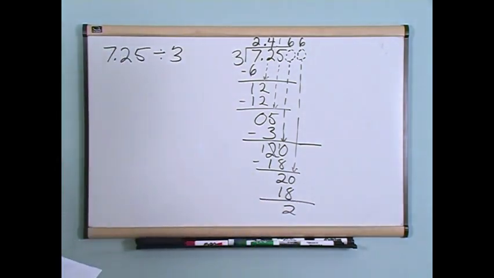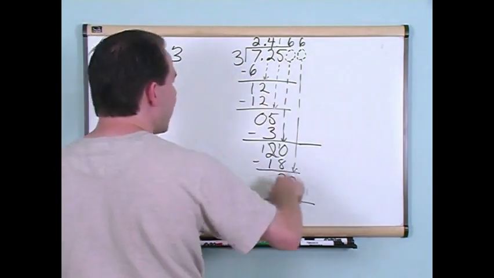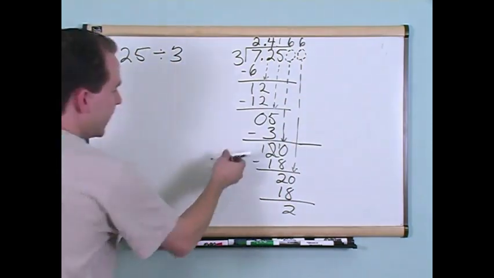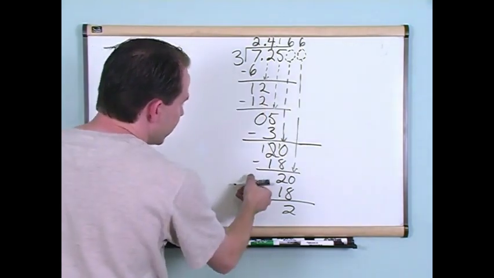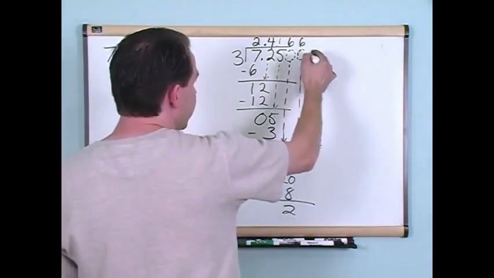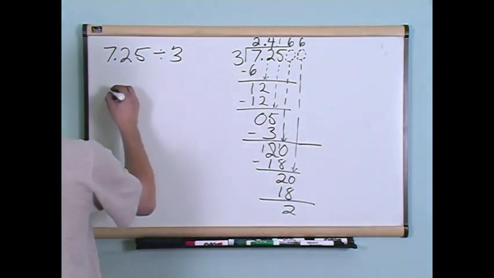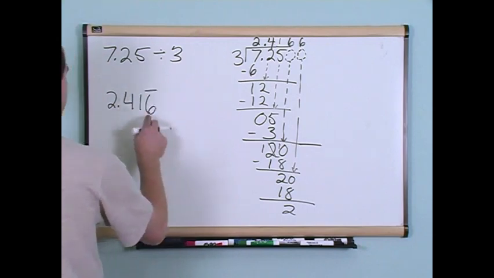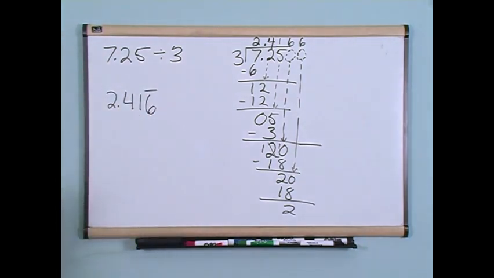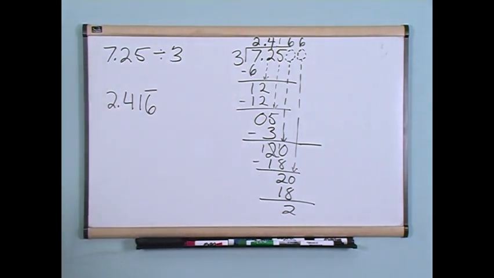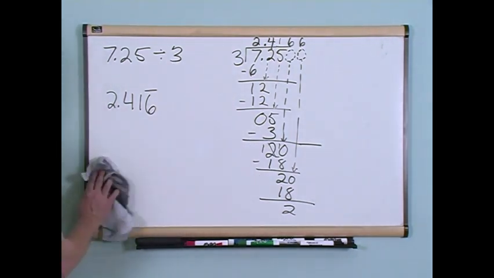I'm getting into another one of these repeating patterns. Every time it happens, I'm going to add another 6 and another 6 and another 6, on and on. Here I had 20, and then I had another 20, and I'm going to have another 20 eventually whenever I drag the 0 down. So the answer is 2.416 with a bar over the 6, and that just means that the 6's go on and on forever.